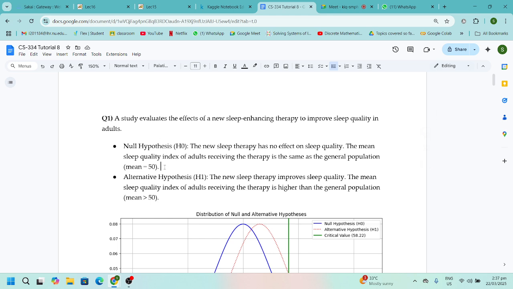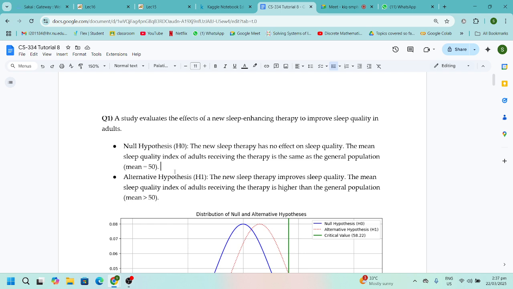All right, this means that the mean sleep quality index of adults. So essentially, what you are measuring is the sleep quality index. And you are told कि जो sleep quality index है adults का that are receiving the therapy must be the same as that of the general population. You are given a value of 50 in this case. So you are given that the sleep quality index for the general population is 50. And under the null hypothesis, you say कि जिन लोगों को आप ये sleep therapy दे रहे हैं उनका भी 50 ही होगा because this therapy has no effect on them.